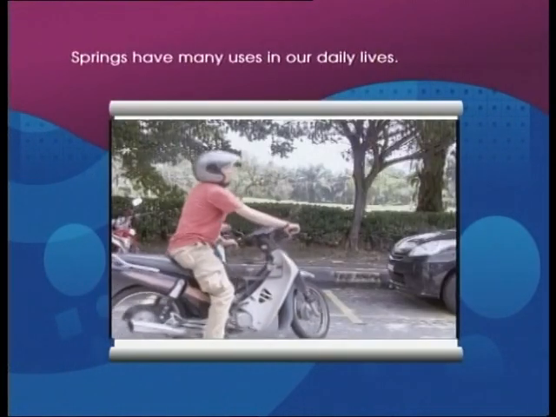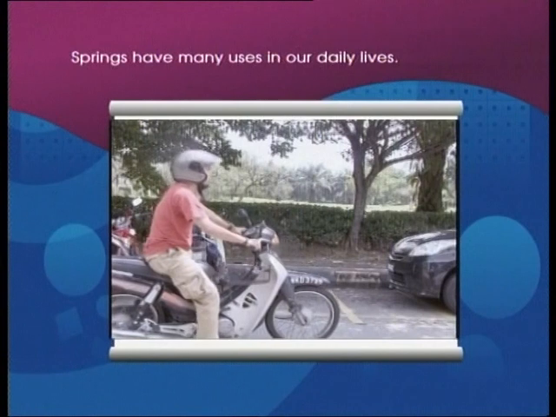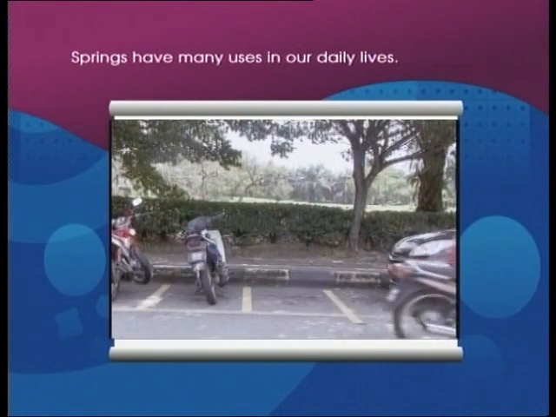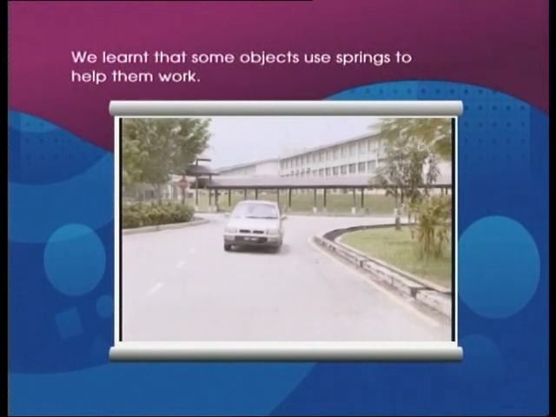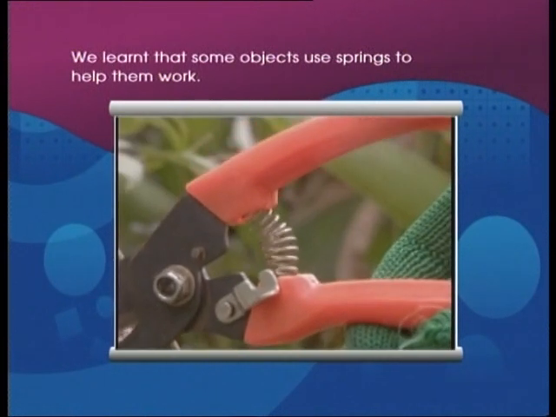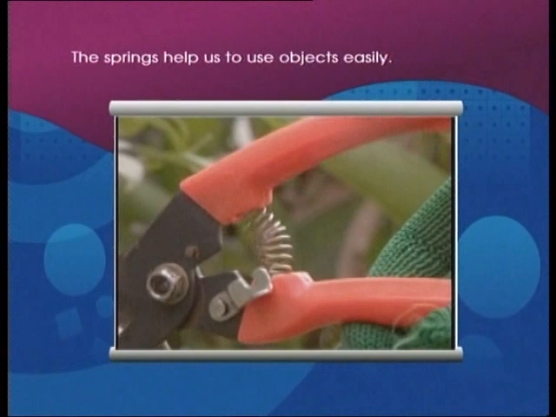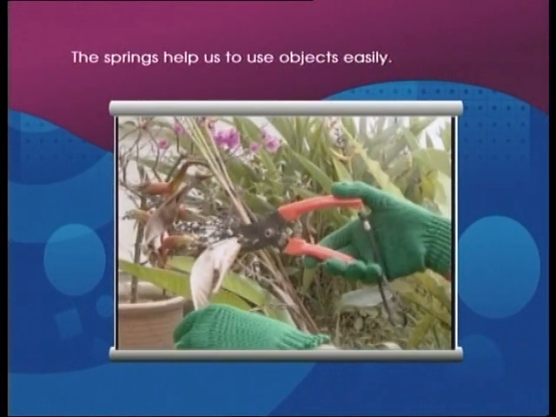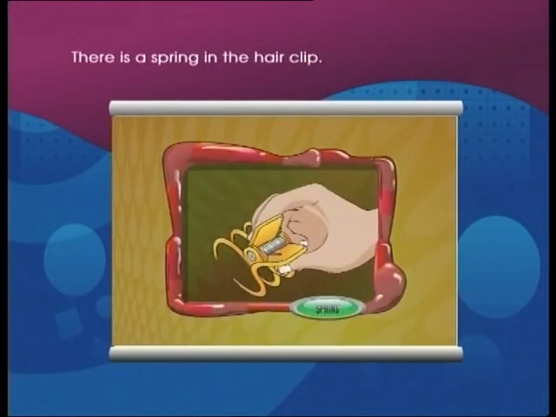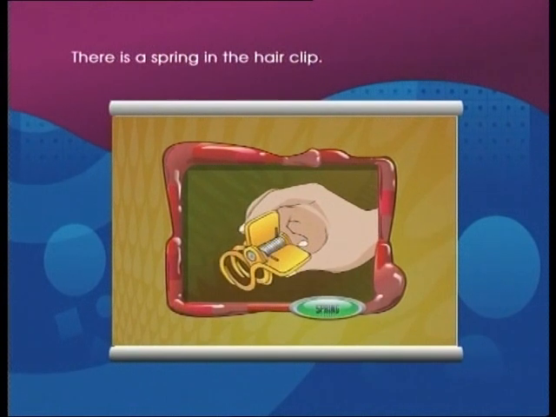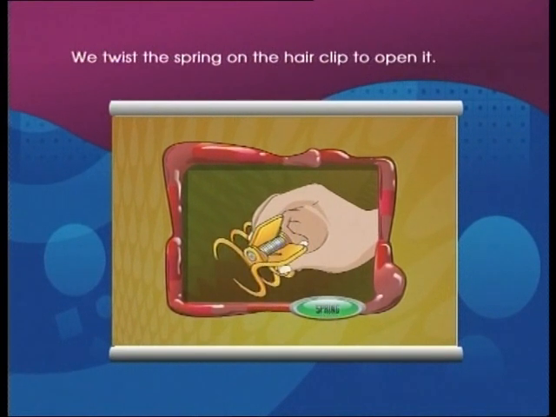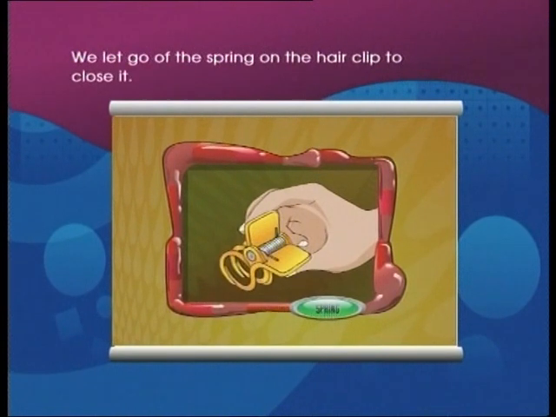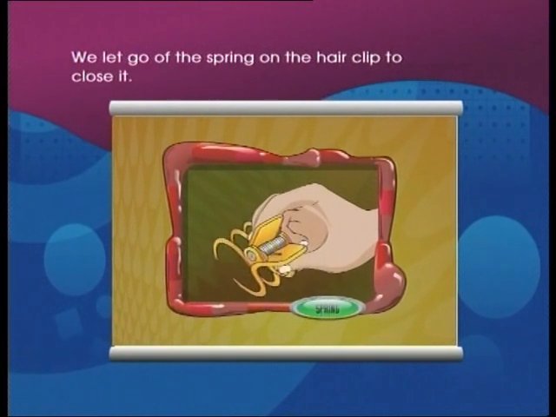Springs are used in many things that we see and use every day. We learned that some objects use springs to help them work. The springs help us to use objects easily. There is a spring in the hair clip. We twist the spring on the hair clip to open it. We let go of the spring on the hair clip to close it.